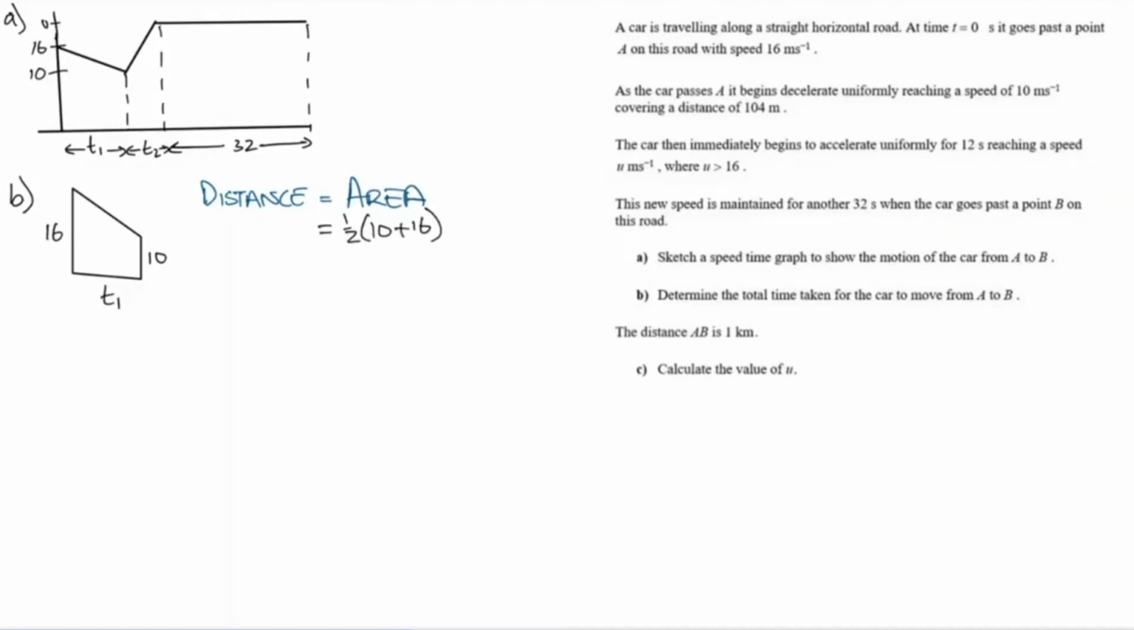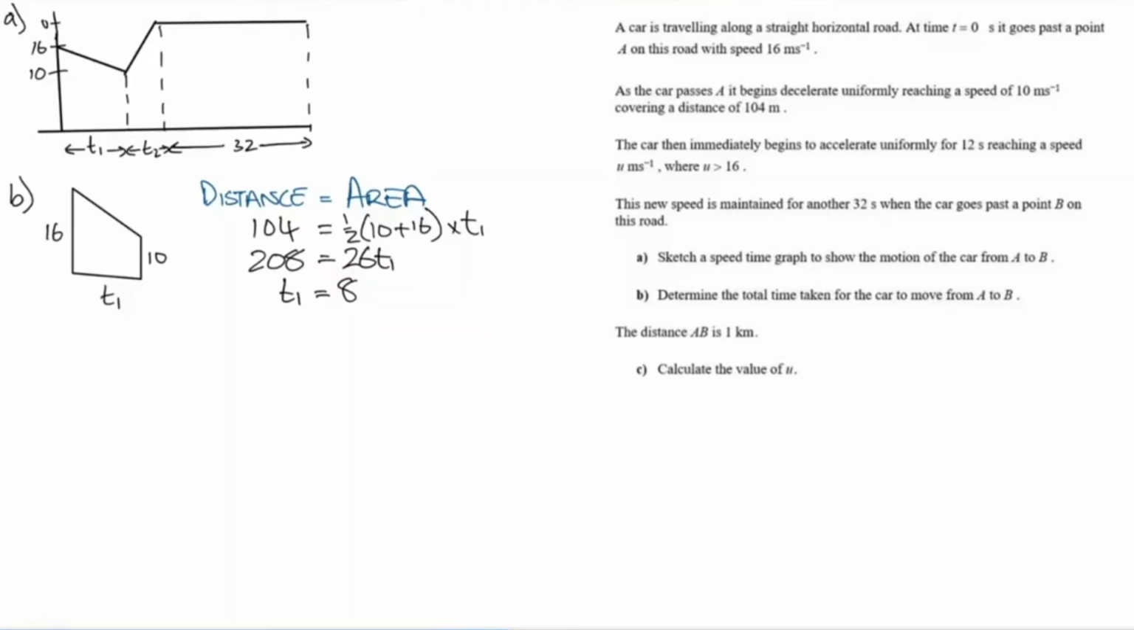So I'm just going to substitute in what we know: half the sum of the parallel sides multiplied by the perpendicular distance between them. That's half of 10 plus 16 multiplied by T1. We know it equals 104. Double both sides, simplify inside the bracket: 208 equals 26 T1. T1 is going to divide, that gives me 8. The time interval of that first section is 8 seconds. The second section, T2, is 12 seconds, and we have 32 seconds. So altogether, 52 seconds. The time for this journey is 52 seconds.